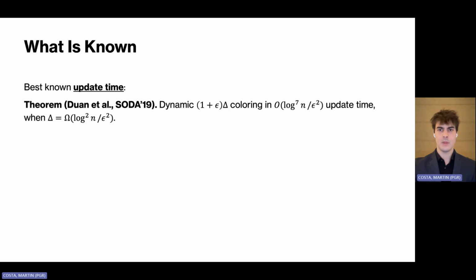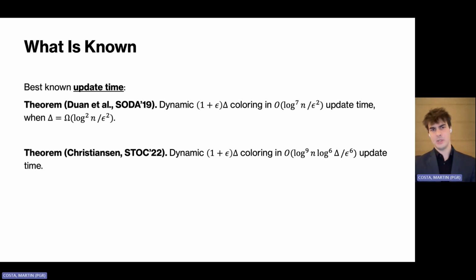Okay, so what are the previous results in this area? If we care about getting a dynamic algorithm with the best possible update time, Duan et al. gave the first algorithm that's able to maintain a (1 + epsilon) delta coloring in polylog update time, where delta is some sufficiently large polylog term. And this was subsequently improved by Christiansen, where the update time is a bit larger, but it's still polylog, and it doesn't have any restriction on what the value of delta can be. Delta can just be anything here.